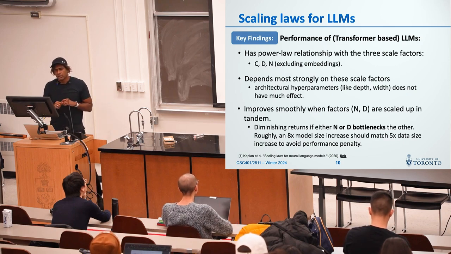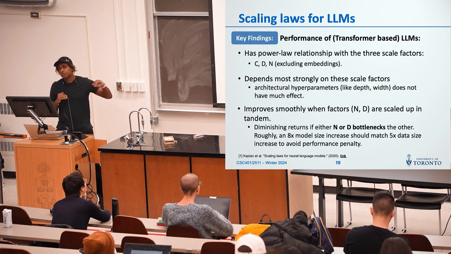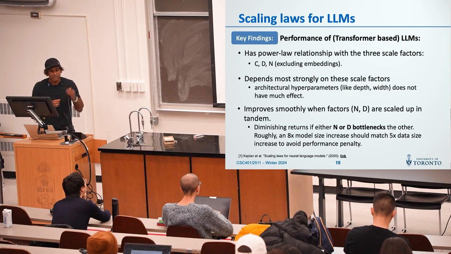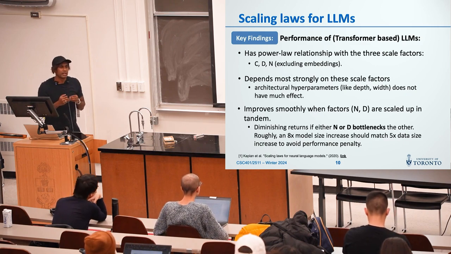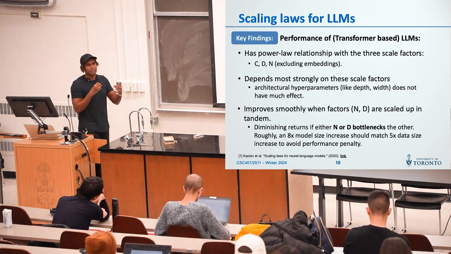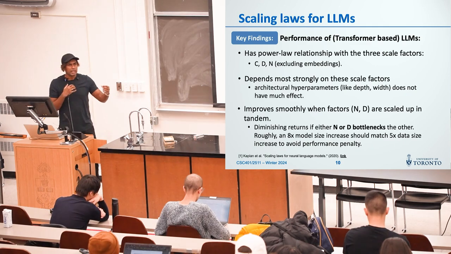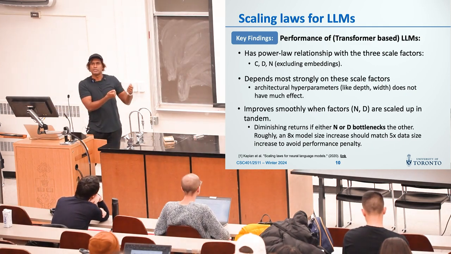It was shown that performance improves smoothly when factors N and D, which means the parameter size and dataset size, are scaled up in tandem. Otherwise there are diminishing returns. So basically you can't just increase the parameter size alone unless you have more data to train it on.